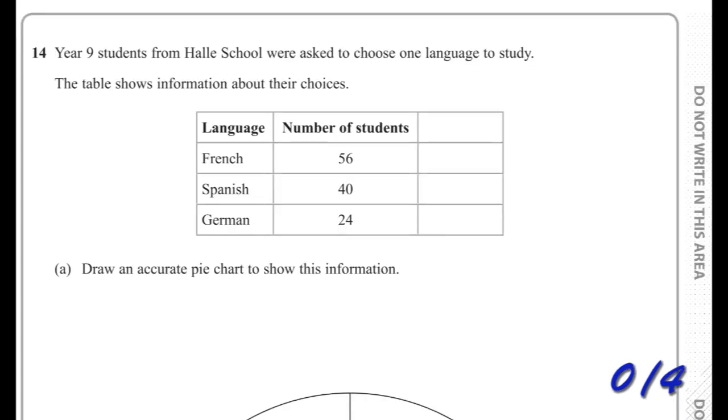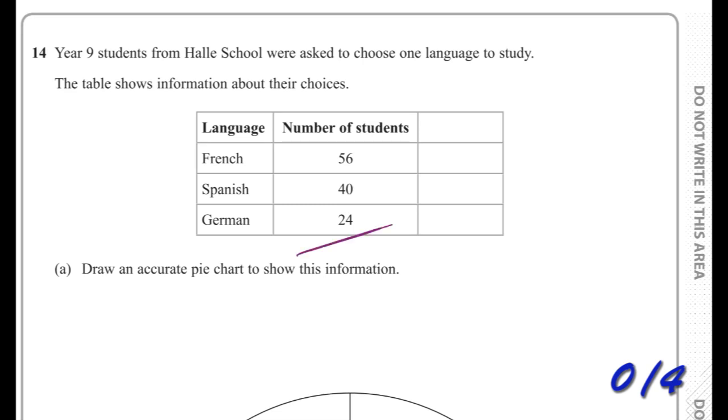Alright, question 14. Pie chart question. Hope you brought your protractors with you to the exam. Year 9 students from Hale School were asked to choose one language to study. The table shows the information about their choices. So 56 students studied French, 40 studied Spanish, and 24 studied German. We need to draw an accurate pie chart to show this information.